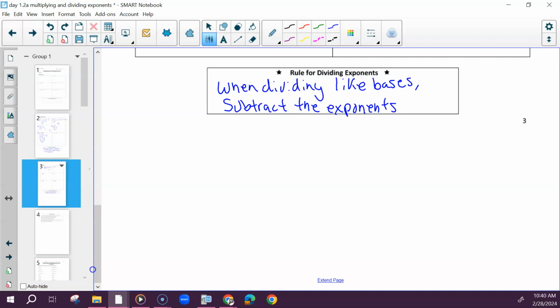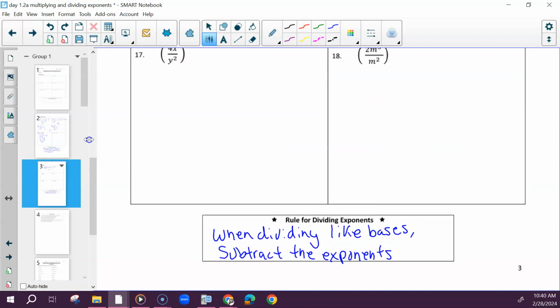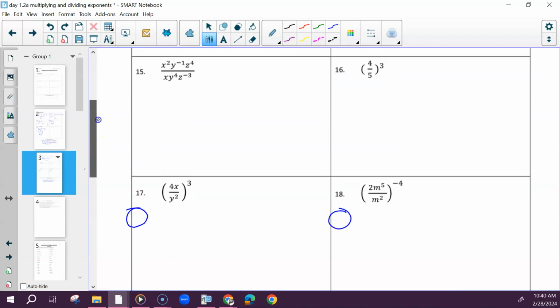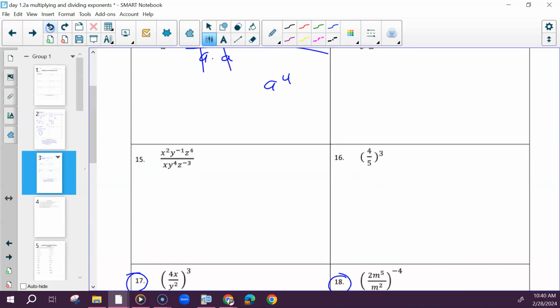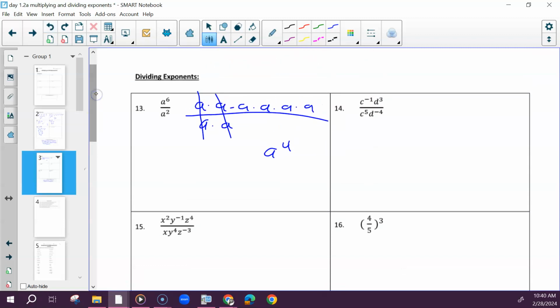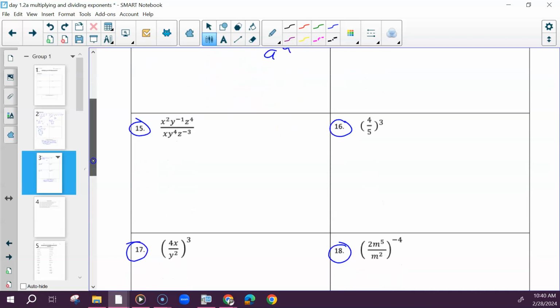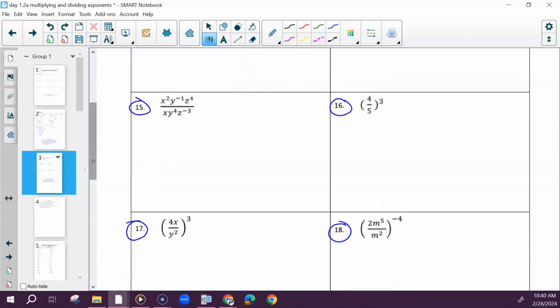Jackson: 15 and 17. Ella: 18. Can I see the example? We won't have time to do all 4 of these.